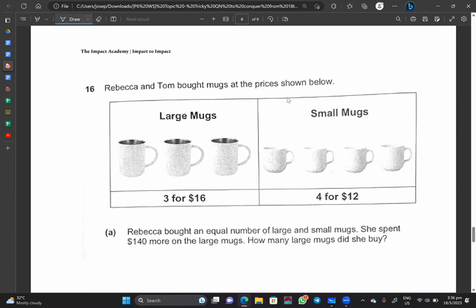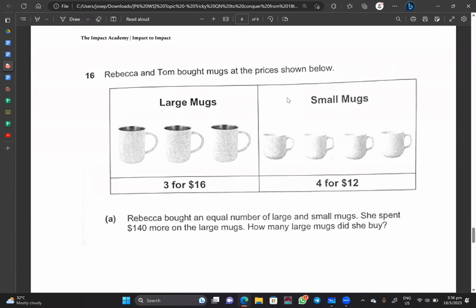As you can see over here, it says that Rebecca and Tom bought mugs at the prices shown below. Questions like this always have this kind of table. When you see this kind of table, you know already, this is a number of sets question. I say that again, number of sets question. Set itself, you can see as groups, or number of groups question. This is how I classify it.